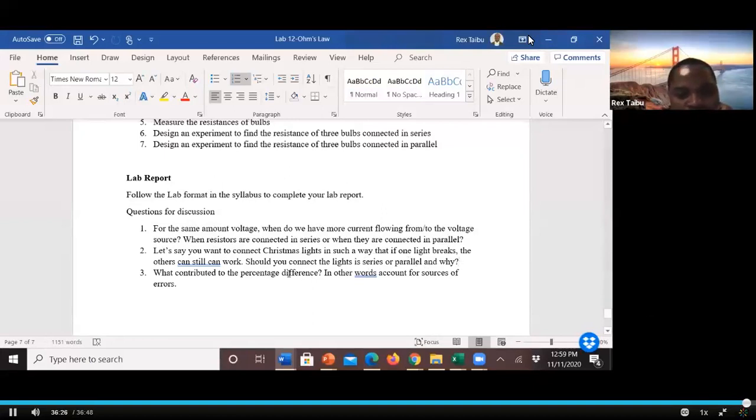What contributed to the source of error? You have a percentage difference somewhere, and you must think about what contributed to the source of error.